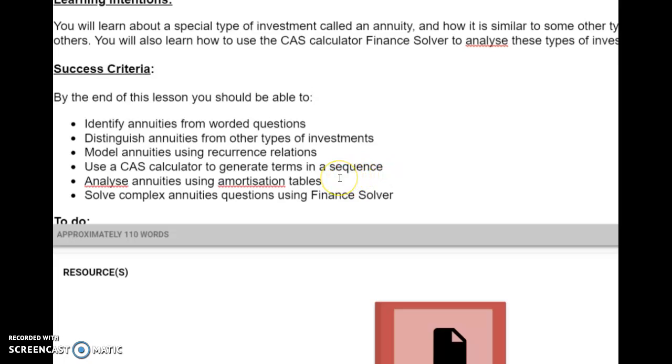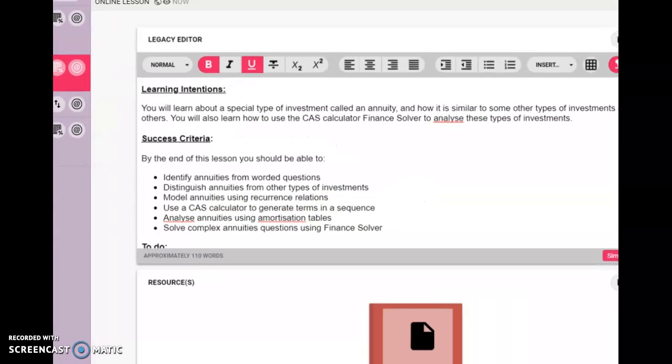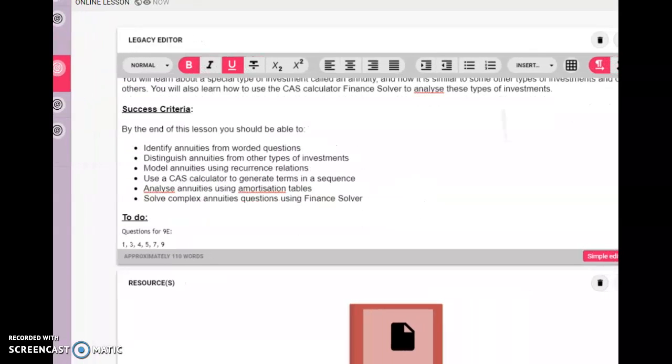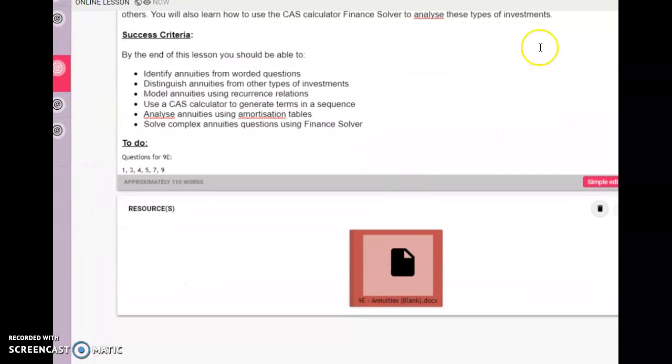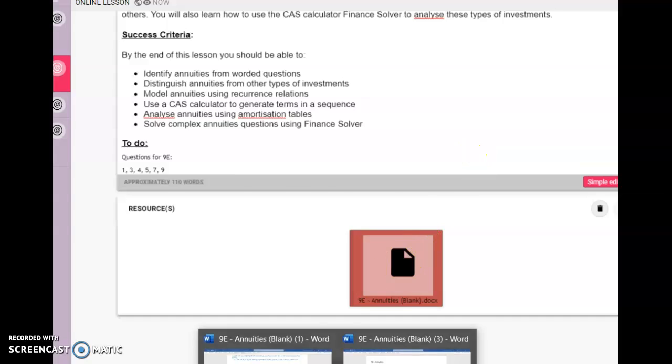We're also going to look at an amortization table again, and we're going to use the finance solver to do a complex example. So on sector, you should have access to the document, which looks like this.